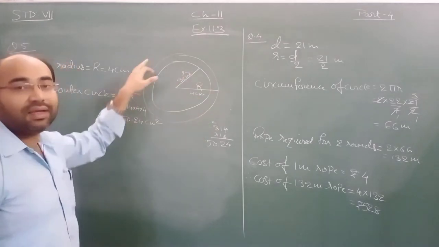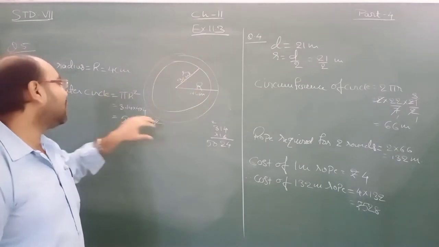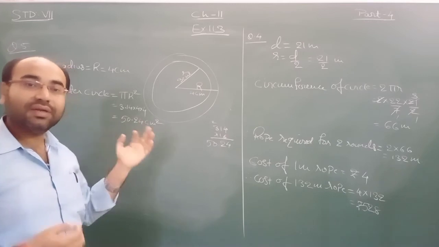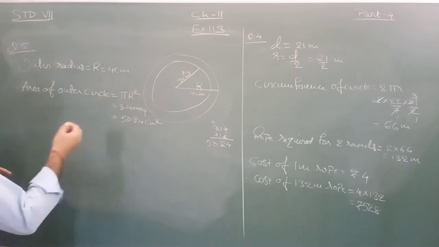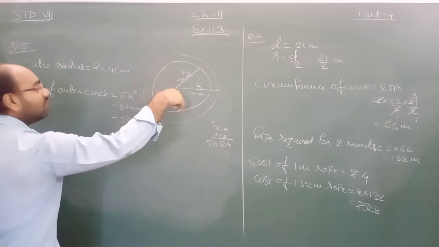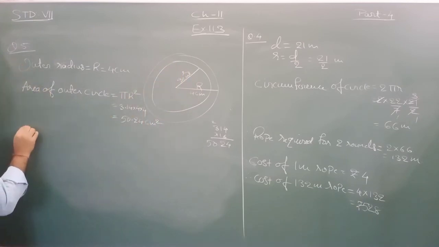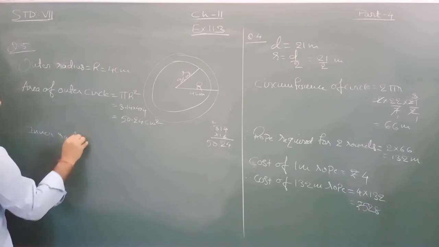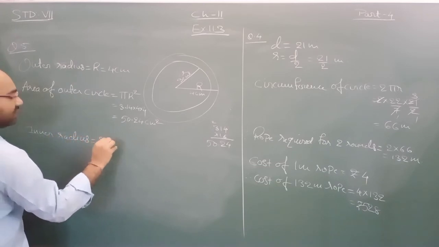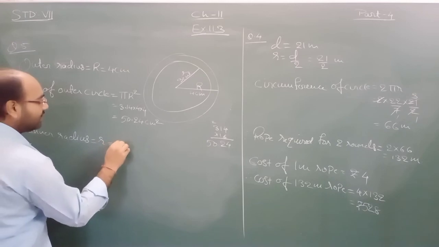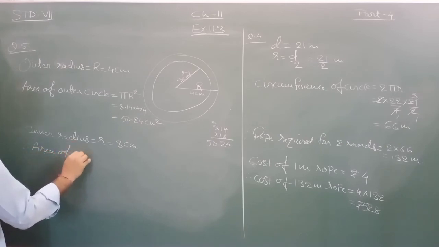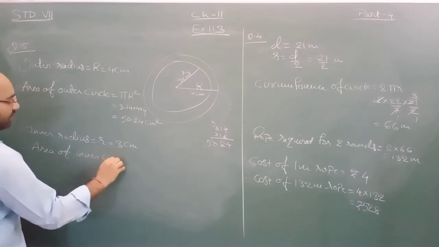The area of the outer circle, that is the circular sheet, we will get 50.24 centimeter square. Now let us find out the circle which is to be removed from there. So what we will write, inner radius, and that we are taking it as small r only, and that is 3 centimeter, and therefore area of inner circle.